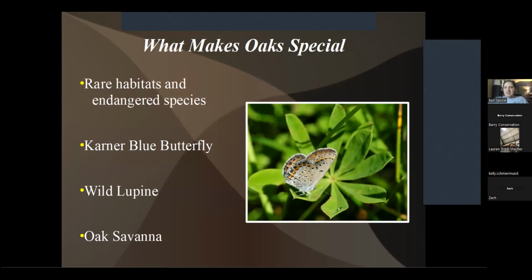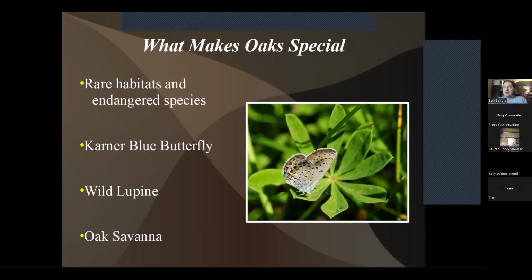A good example of this is the Karner blue butterfly. It's in a rare habitat called an oak savanna, which is partly open space with grasses, flowers, and open space, bare ground, I should say. And it's host to a lot of endangered species that are dependent on these very specific ecosystem types. Karner blue butterfly depends on wild lupine, which is a wildflower that grows mostly in these oak savannas. And in this picture, it's actually resting on a lupine leaf.